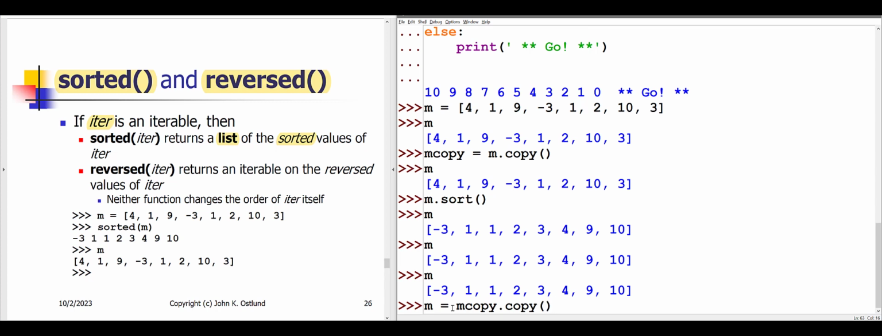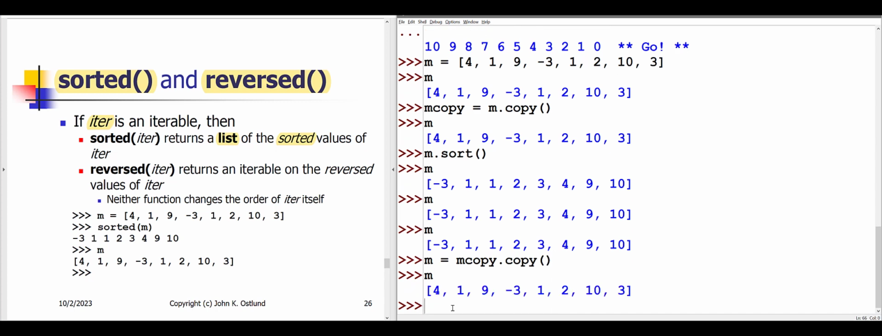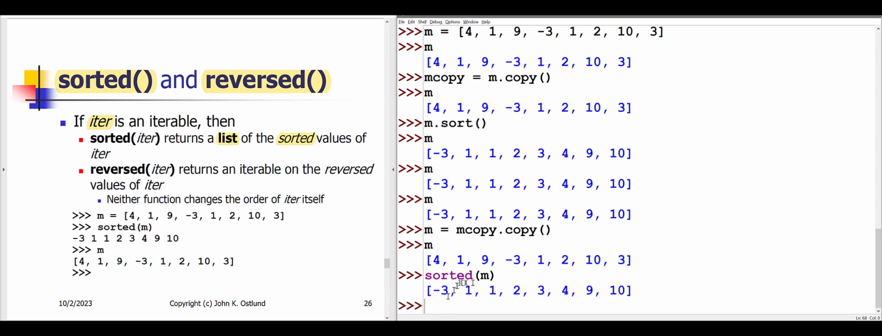Let me restore m to what it was. So m is now its original sequence. Sorted m returns an iterable, returns a list of the values of m in sorted order. But that doesn't change m directly.